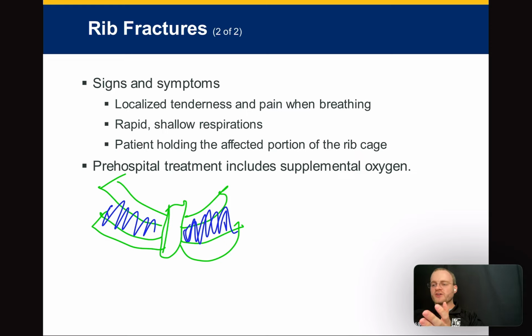That's called self-splinting. Now, after a period of time, patients lose that ability, but that's an important thing to know. And so sometimes what they'll do too is they will hold that area to help splint it with their hands as well. That's another form of splinting that the patient will do.